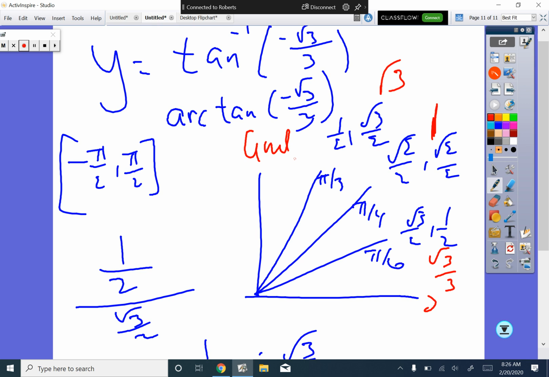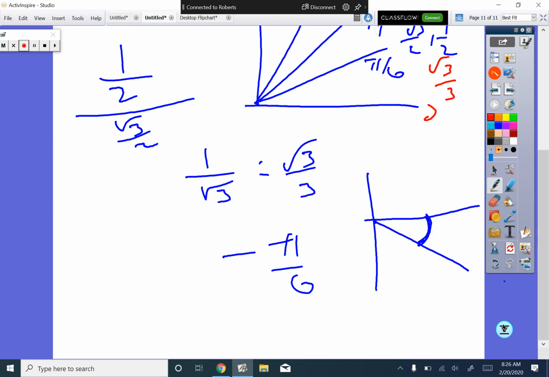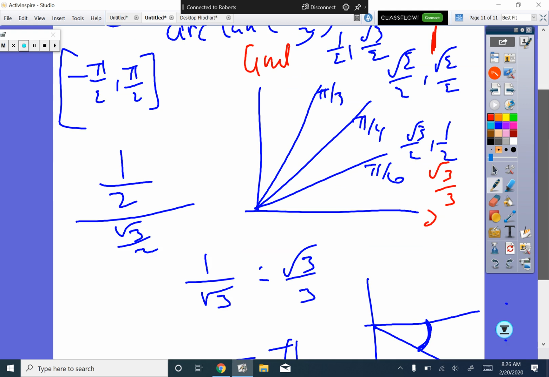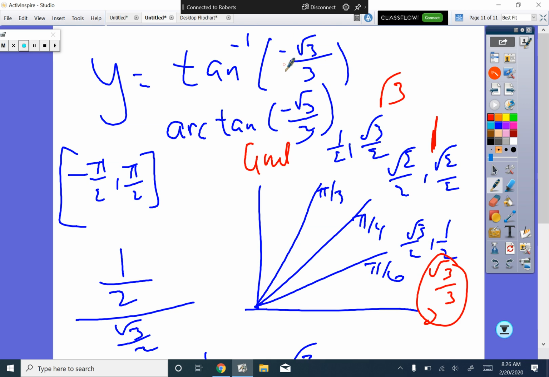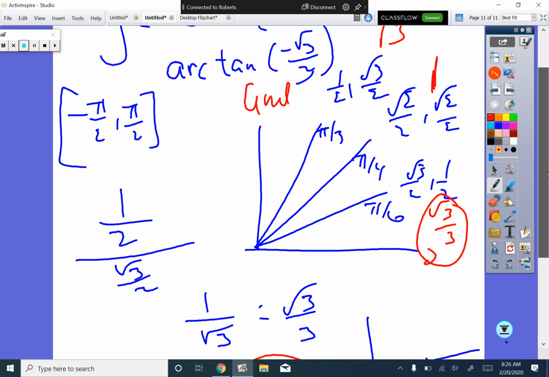Should we try another one? Wait, so that's the answer? Is pi 6. Wait, why is it negative pi 6, excuse me, negative pi 6? Why isn't it normal pi 6? Because pi 6 was root 3 over 3, and notice the question was negative root 3 over 3. With me there?